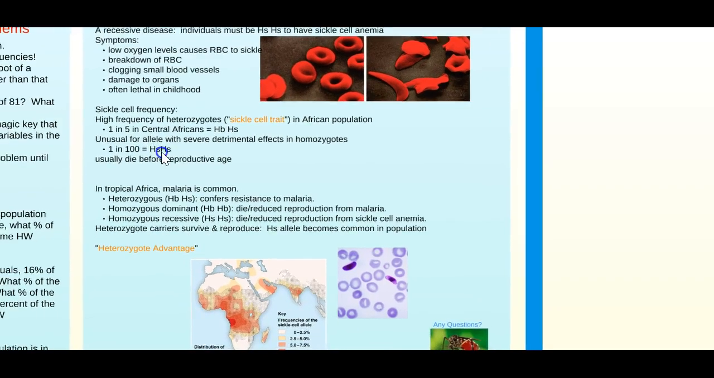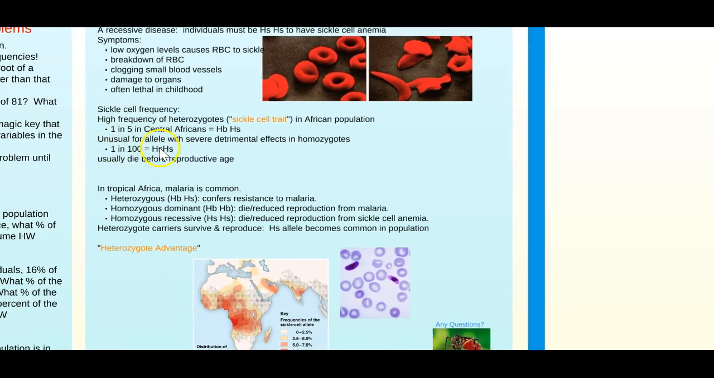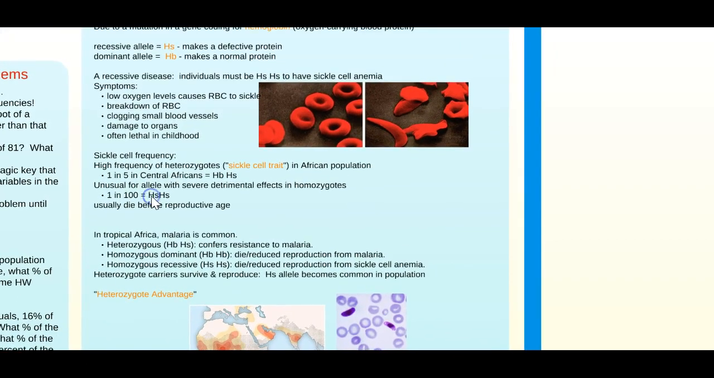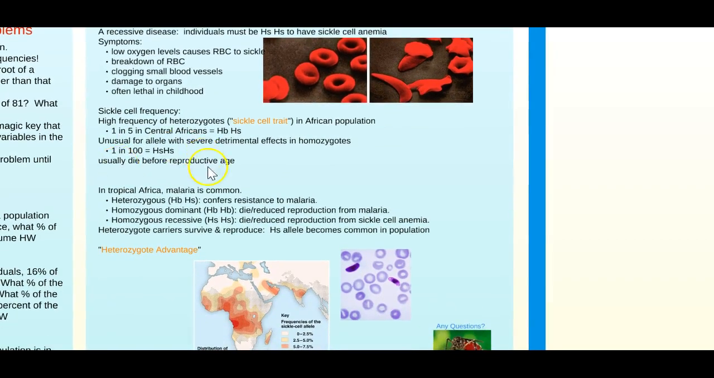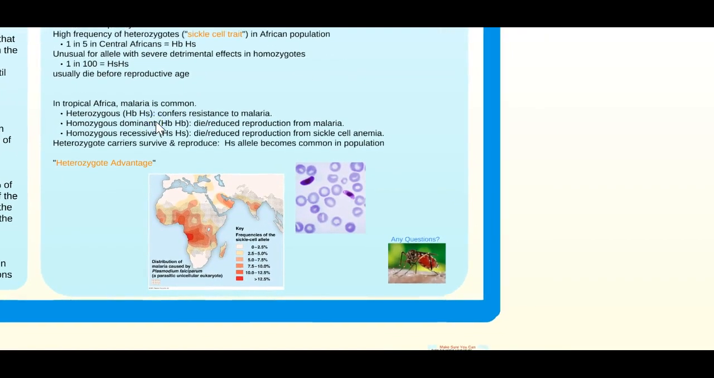However, 1 in 100 people have sickle cell anemia, and unfortunately they usually pass away before reproductive age. The cool thing is that in tropical Africa, malaria is common, and so heterozygotes actually have an advantage. They confer resistance to malaria because the parasite is not able to live in those sickled cells, and they have enough normal red blood cells to transport enough oxygen around. But anyway, that means that if you're heterozygous, there's some resistance to malaria.